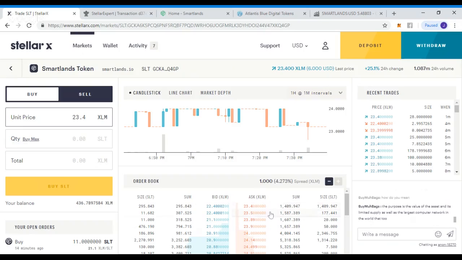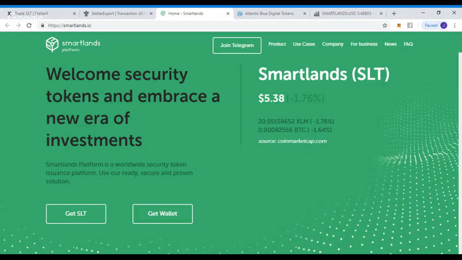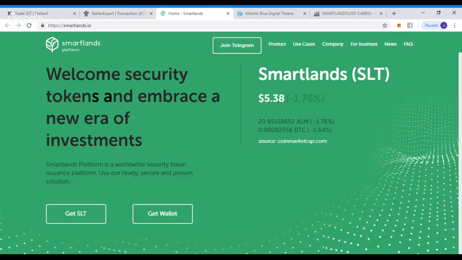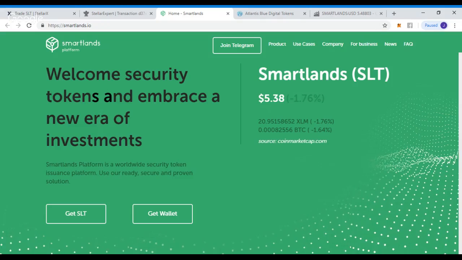These are the people that have Smartland token that are trying to sell it for XLM. Now, real quick, Smartland token is a security token. Plain and simple. Let's get into it real quick.